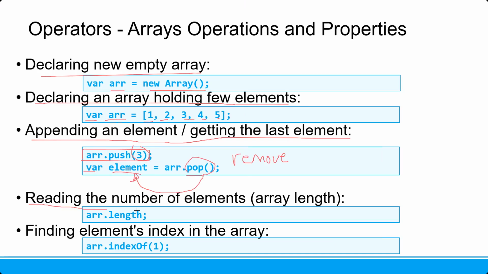I want to read the number of elements, so array length. I can use array.length. And I want to find the element index in the array. So I want to know what is the array dot index of 1.